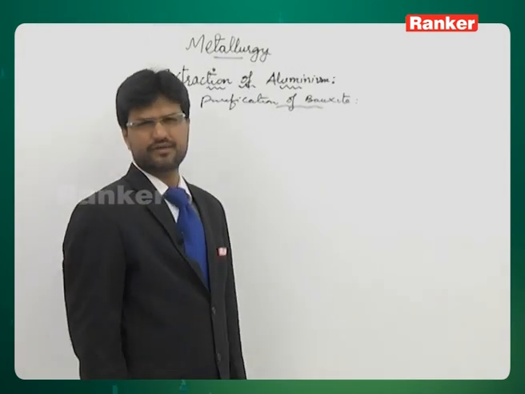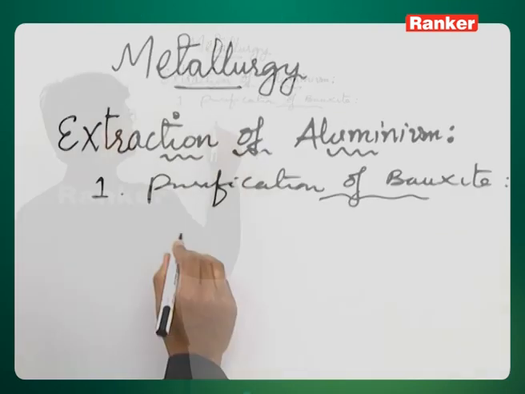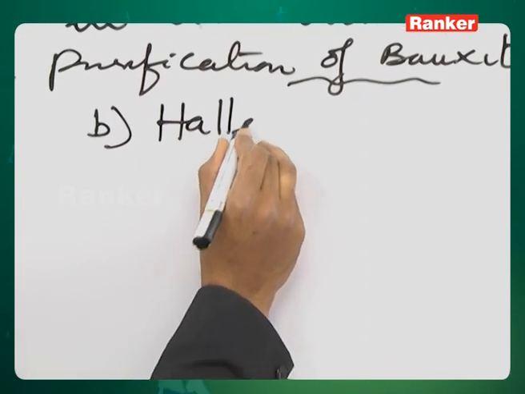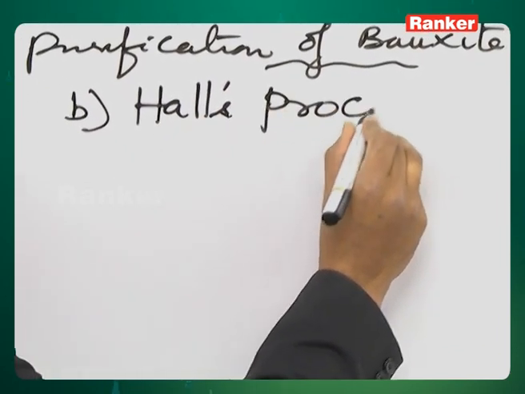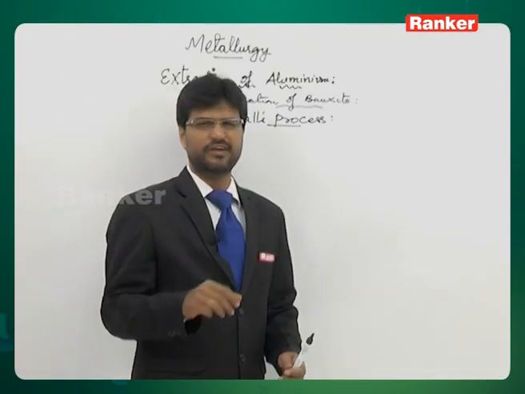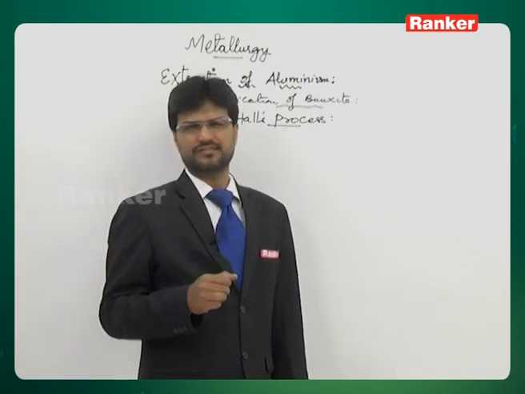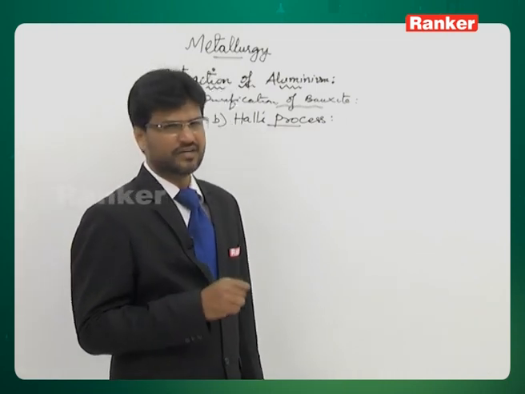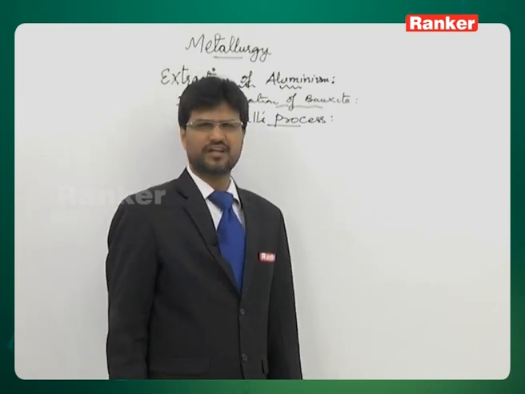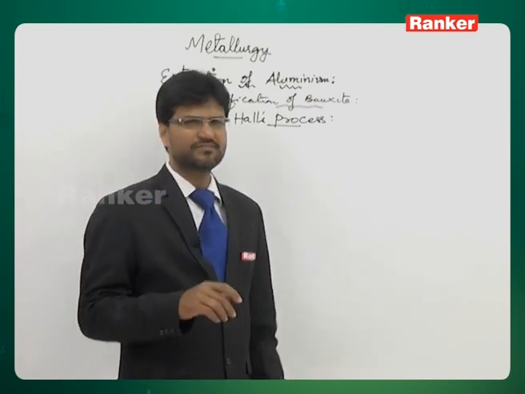Let's now learn another method of concentration of bauxite, that is Hall's process. See, in Bayer's process, the separating agent we have used is sodium hydroxide solution, whereas in Hall's process we make use of sodium carbonate solution. So that is the basic difference between Bayer's process and Hall's process. In Bayer's process we use sodium hydroxide, in Hall's process we use sodium carbonate.